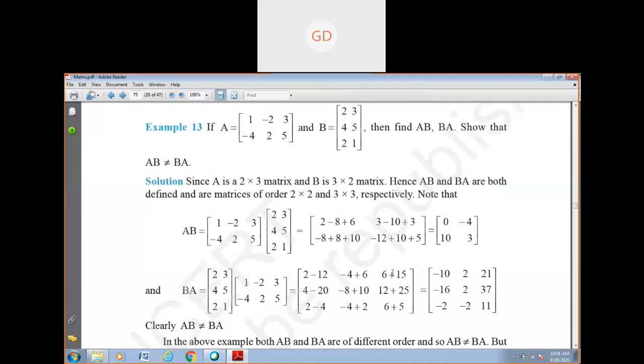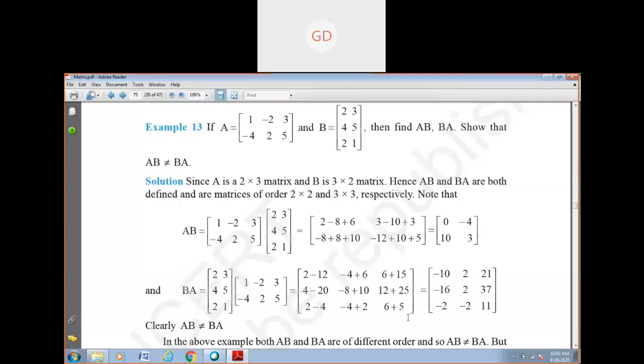You have to multiply the first row by all columns of the second matrix. First row into first column, first row into second column, first row into third column. We will get the first row. Similarly, second row into first column, second row into second column, second row into third column, we will have the second row of the result. Similarly, third row into first column, third row into second column, third row into third column, you will have the third row in the result.